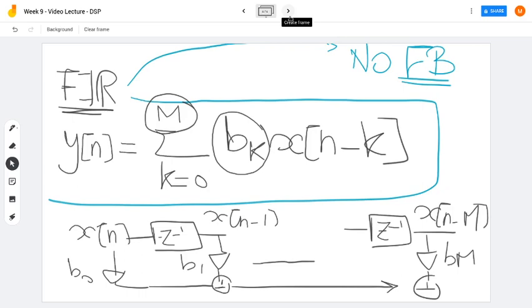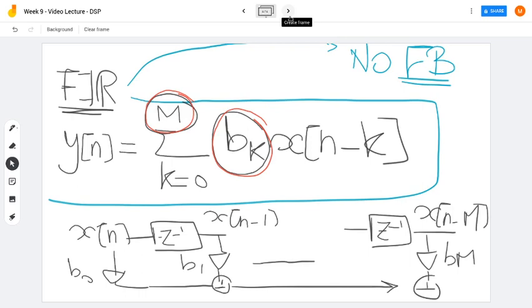So designing an FIR filter is all about finding a value for m and a value for bk that would satisfy the requirement we have, which is basically a low pass filter with this kind of pass band ripples, with this kind of stop band ripples. The filter specification we have seen in the previous lecture.